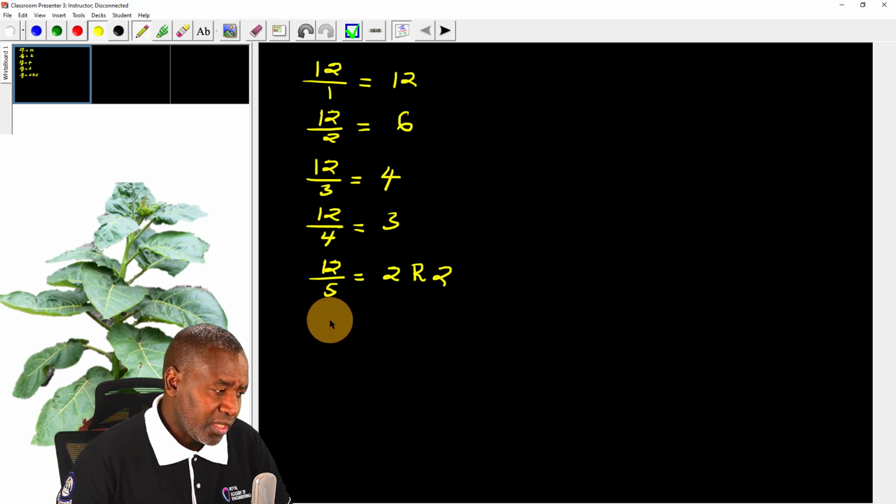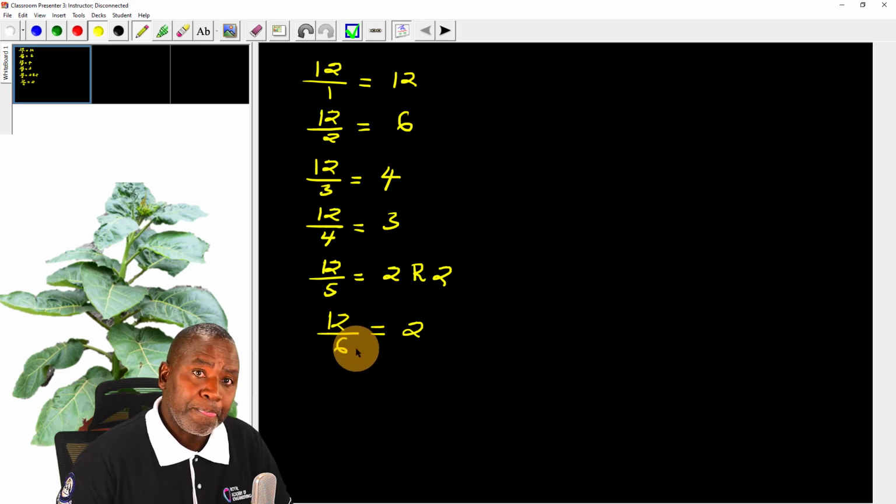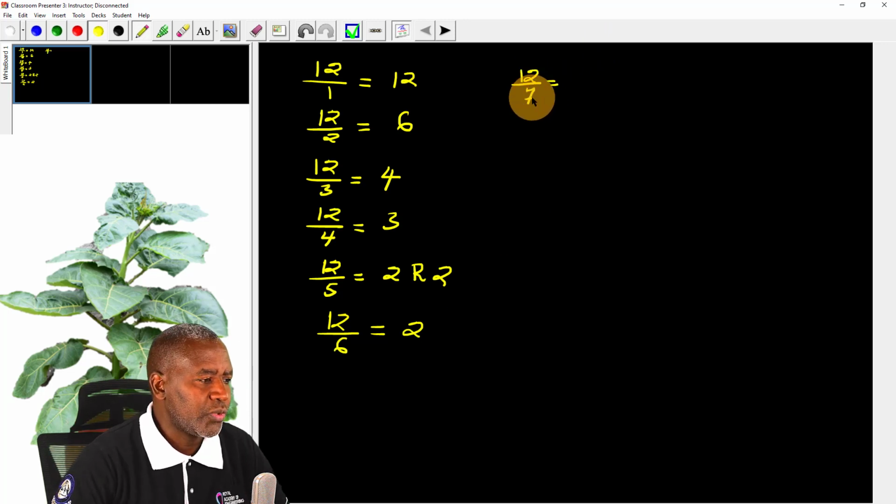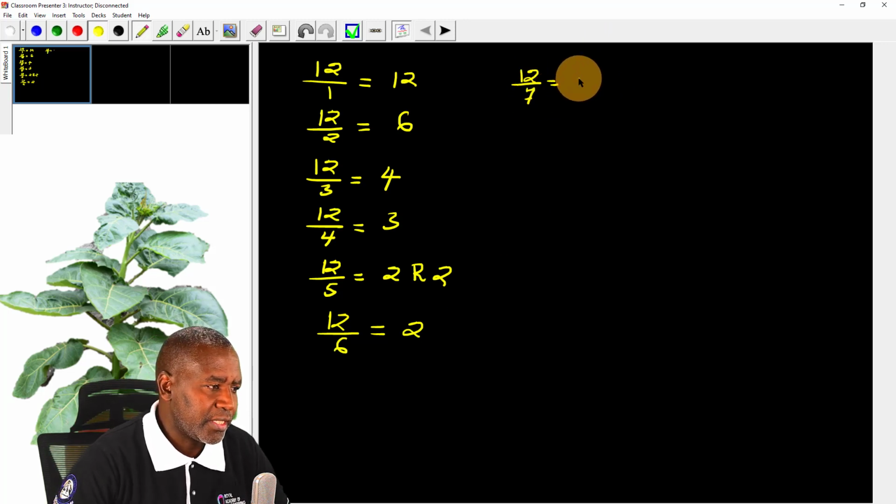Let's go on and divide 12 by 6. When we divide 12 by 6, we will get 2. So 6 is a factor of number 12 because when we divide 12 by 6, there is no remainder. How about if we divide 12 by number 7? If we divide 12 by 7, we are going to get 1, but there is a remainder 5. So 7 is not a factor of 12.